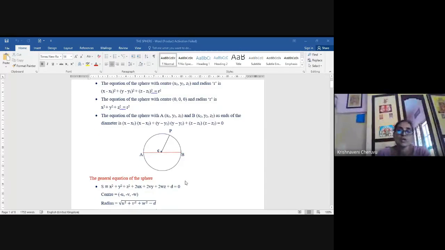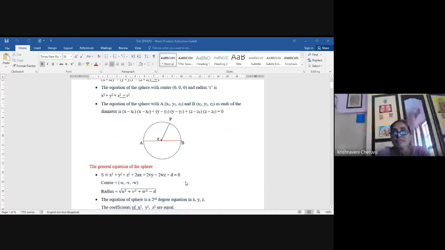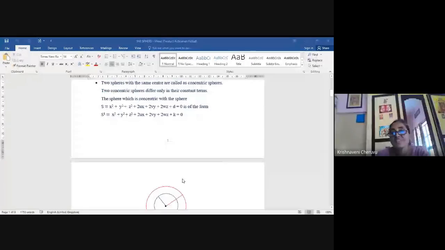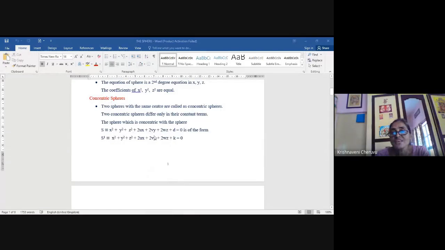Okay, so now two spheres are concentric if they have the same center, I said the other day. So here, girls, I told you already the radius depends on u, v, w and d, whereas the center depends only on u, v, w. Okay, so when both the spheres have the same center, see how the equation is the same up to the xyz terms, but they differ only in constants.